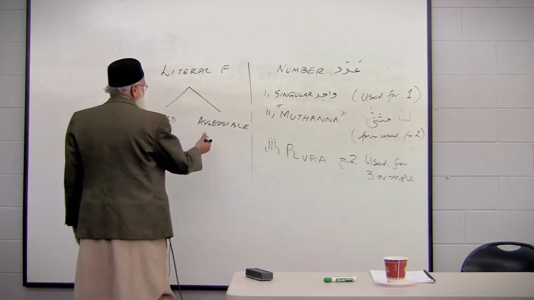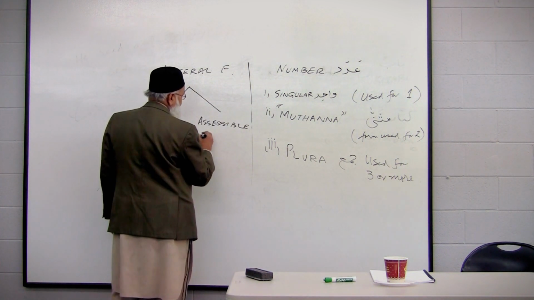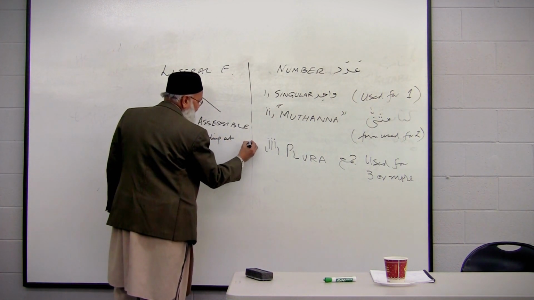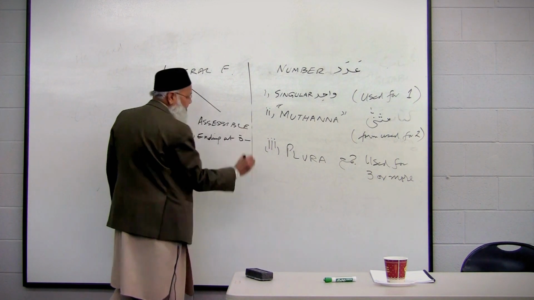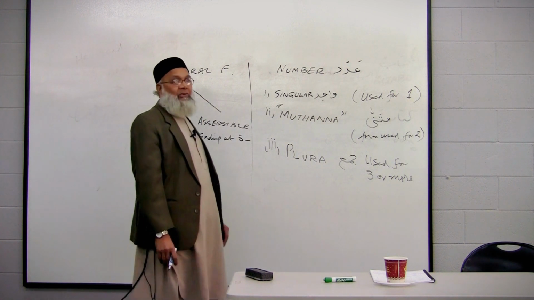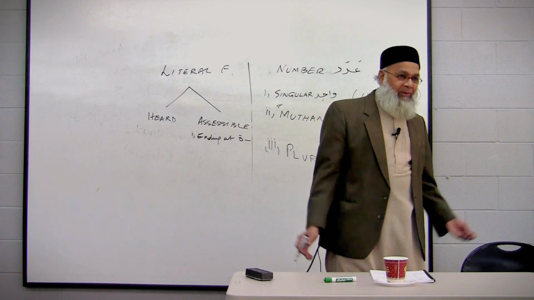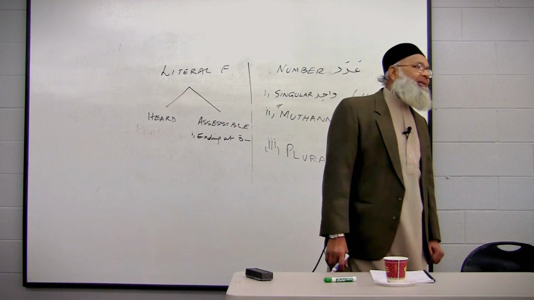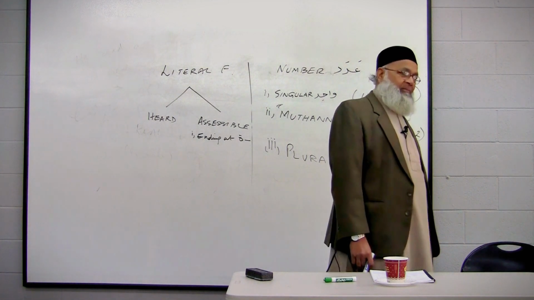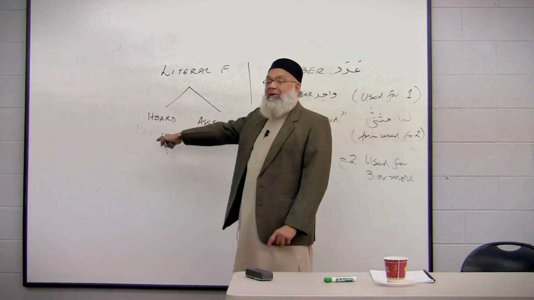Now the accessible ones are: number one, ending at ta marbuta. Ending at ta marbuta. Abidatun, zahidatun, shahidatun, hafizatun, muslimatun, mu'minatun. They are self-indicative that they are feminine nouns because they end at ta marbuta. The real will always dominate.